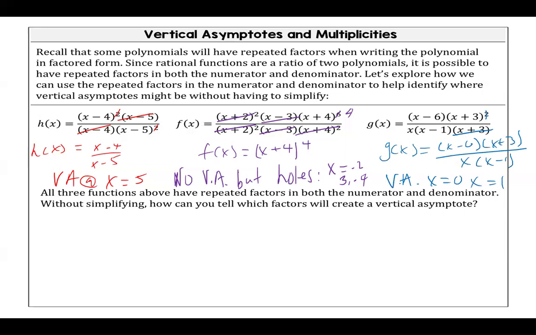X equals 0 is because of the x right here, right? The x by itself. If that becomes 0, it would make the entire denominator 0, correct? If I plug in 1, it's going to make the entire denominator 0, which is why there's a vertical asymptote at x equals 0 and at x equals 1. Because in the denominator, it was completely canceled out, right?